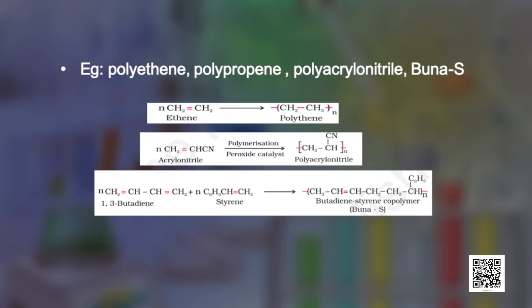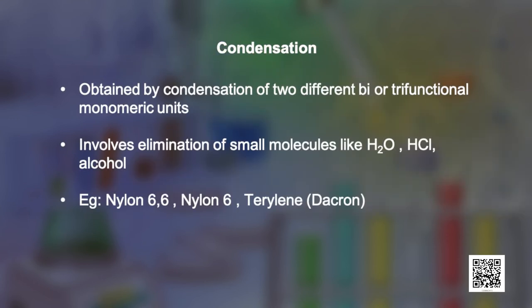While in the case of condensation polymers, the polymers are formed by repeated condensation reaction between 2 different bi or trifunctional monomeric units. In these polymerization reactions, the elimination of small molecules such as water, alcohol, hydrogen chloride takes place. The very common examples of this category are nylon 6,6, nylon 6 and terylene.